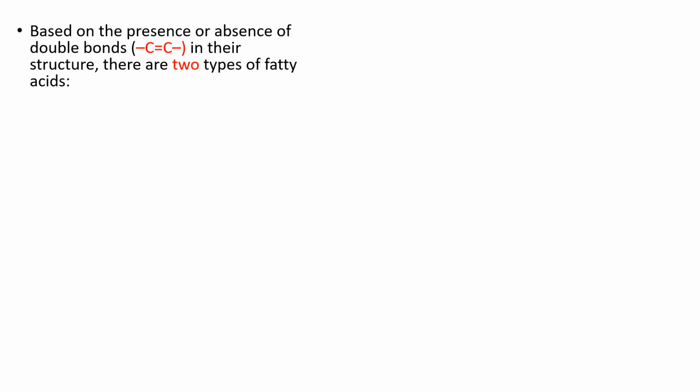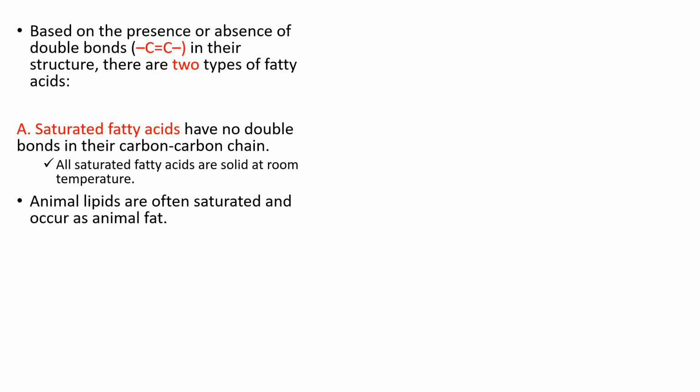Based on the presence or absence of double bonds between carbon-carbon atoms in their structure, there are two types of fatty acids. The first one is saturated fatty acids. Saturated fatty acids have no double bonds in their carbon-carbon chain. For example, all saturated fatty acids are solid at room temperature. Animal lipids are often saturated and occur as animal fats.